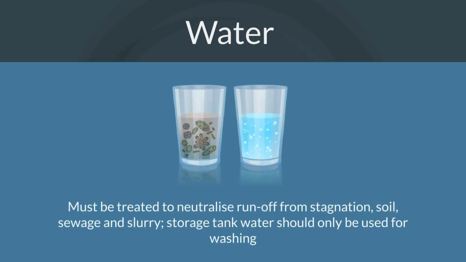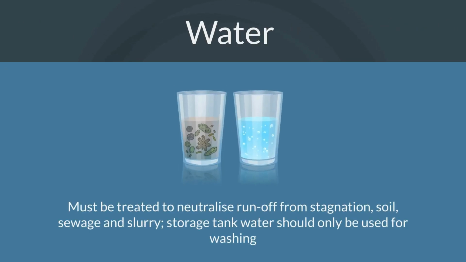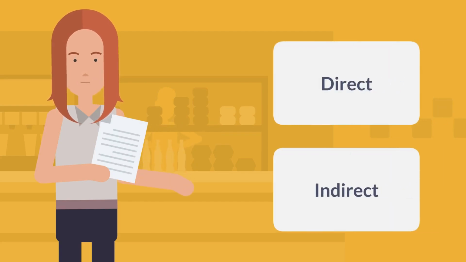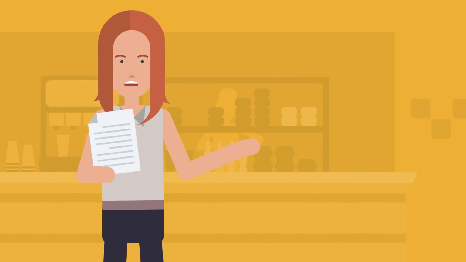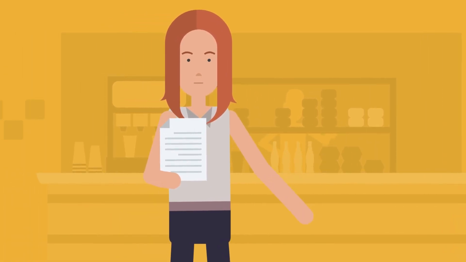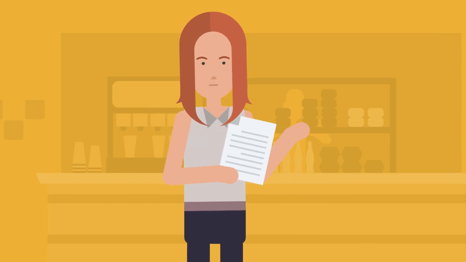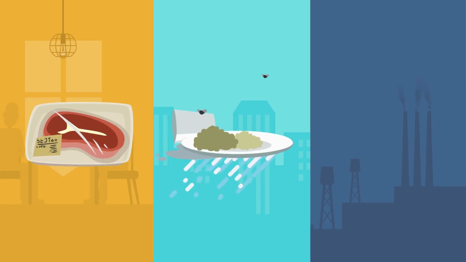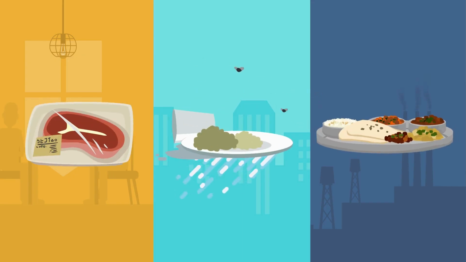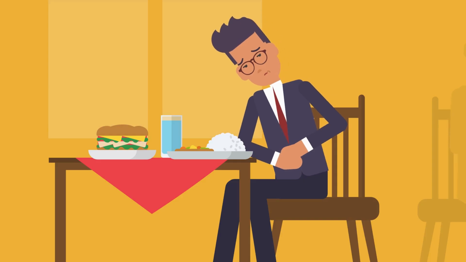Water must be treated to neutralize runoff from stagnation, soil, sewage, and slurry. Storage tank water should only be used for washing. Now comes direct and indirect cross-contamination. Cross-contamination describes the transfer of harmful bacteria to high-risk foods. This most commonly happens when juices from raw meat or dirty objects touch cooked or ready-to-eat foods, causing food poisoning.